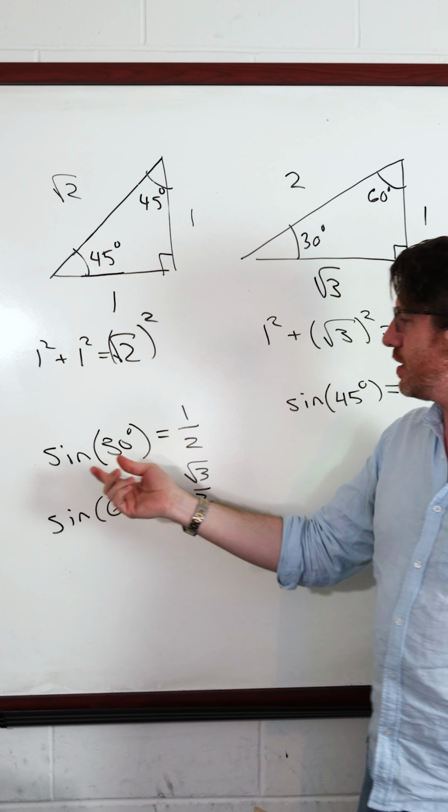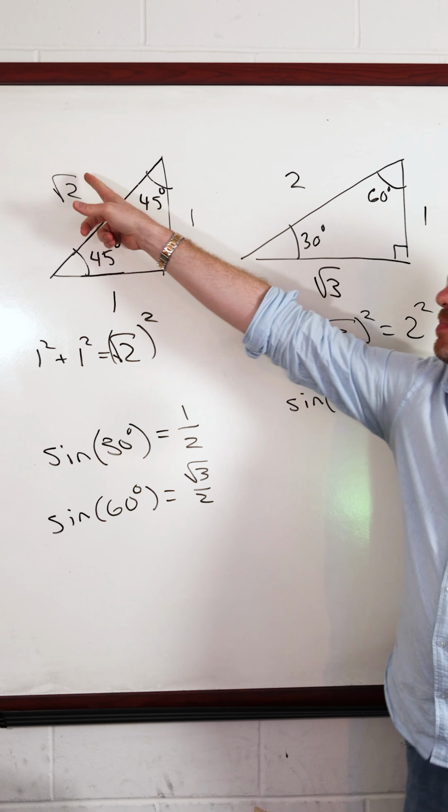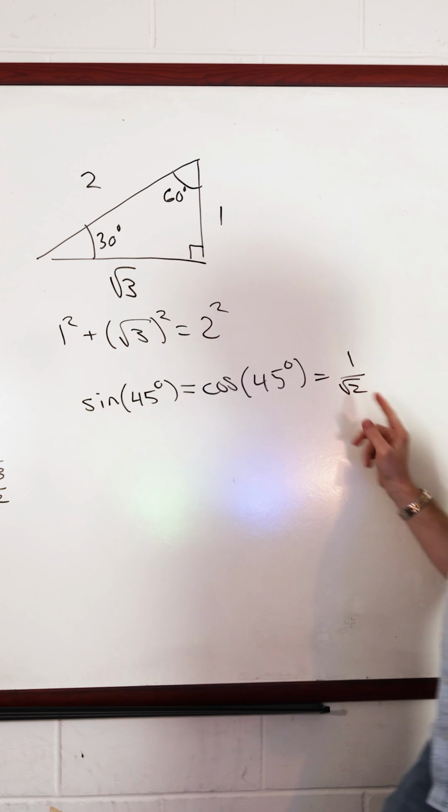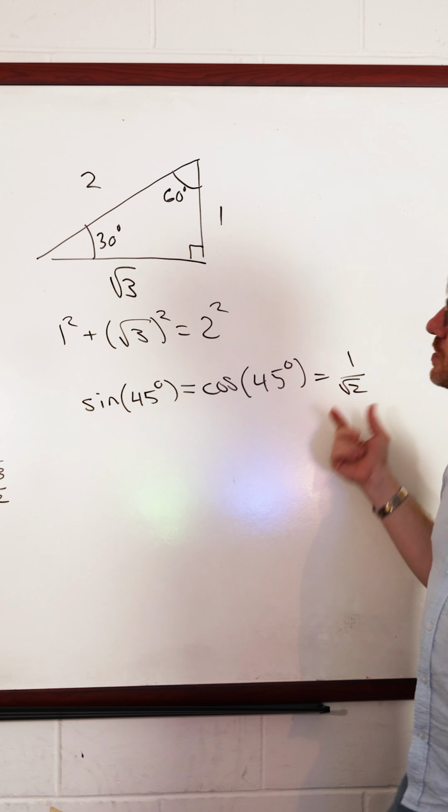And if you want to compute, say, sine of 45 degrees, you take opposite over hypotenuse, and that gets you 1 over square root of 2. Or if you want cosine of 45 degrees, it's 1 over hypotenuse. Again, 1 over square root of 2.